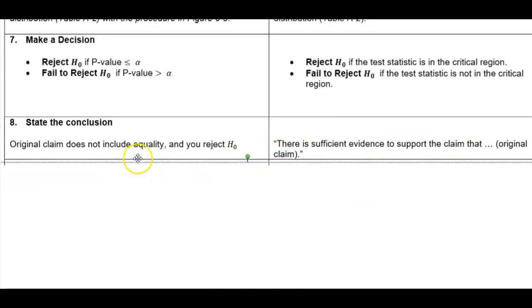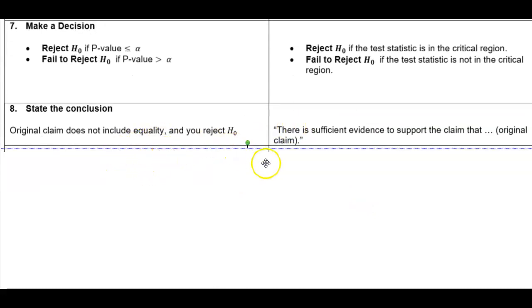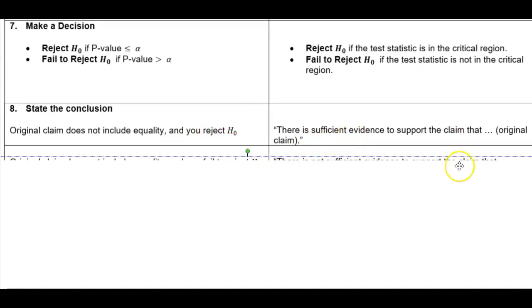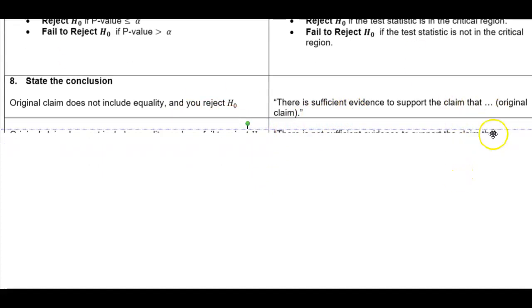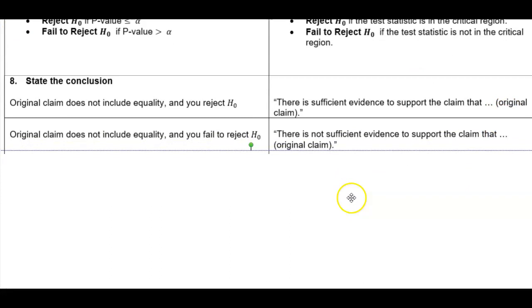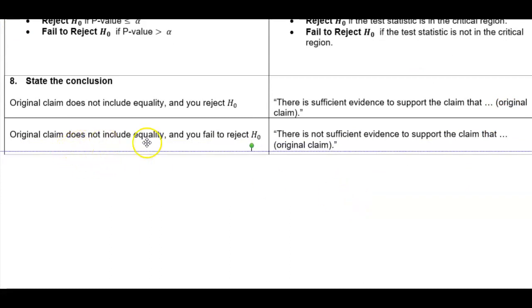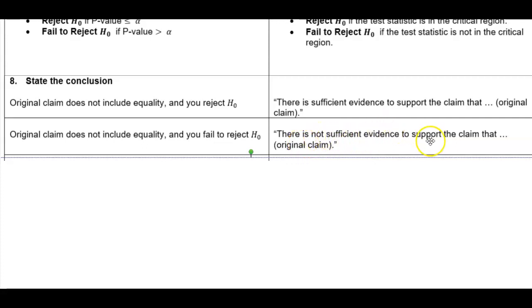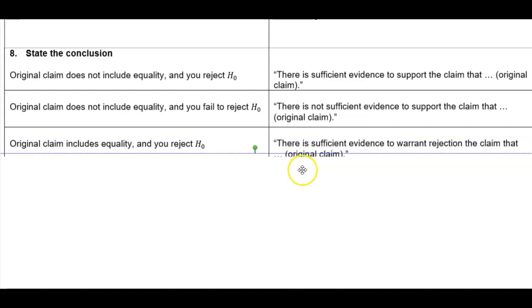If the original claim does not include equality and you reject the null, you would state that there is sufficient evidence to support the claim that, followed by the original claim. If the original claim does not include equality and you fail to reject the null, you would say that there is not sufficient evidence to support the claim that, followed by the original claim.